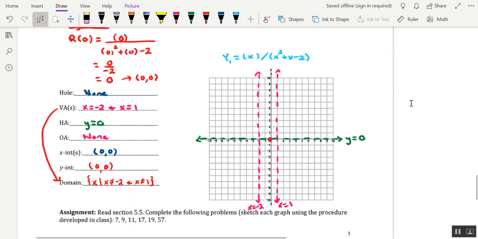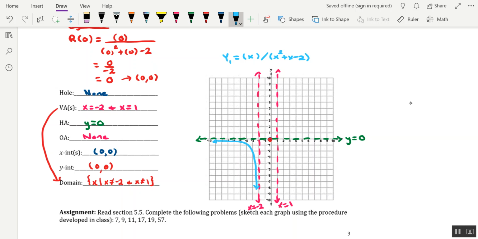So let me go back to my notes here. The branch furthest to the left will appear to be a little underneath the x-axis, and as you go from left to right, this vertical asymptote of x equals -2 will turn it down to -infinity. Be sure that you don't cross or touch any of these vertical asymptotes.